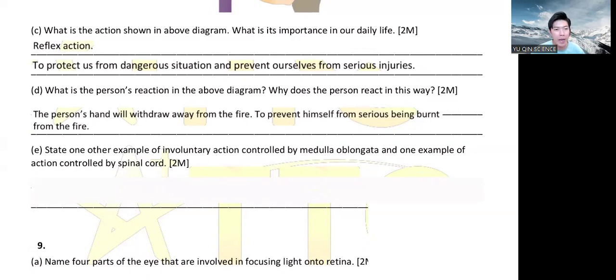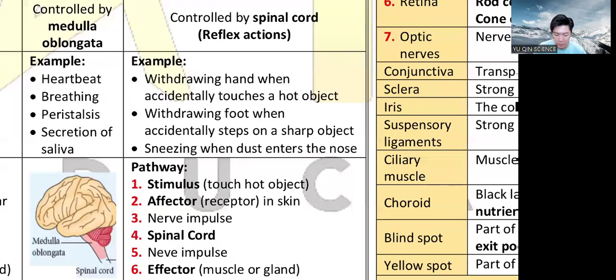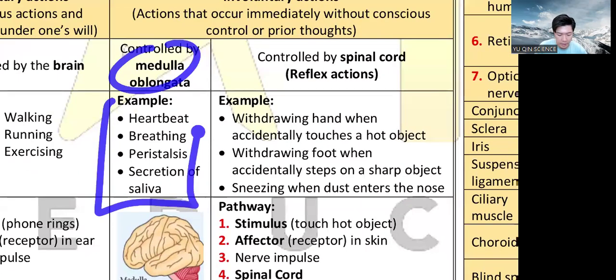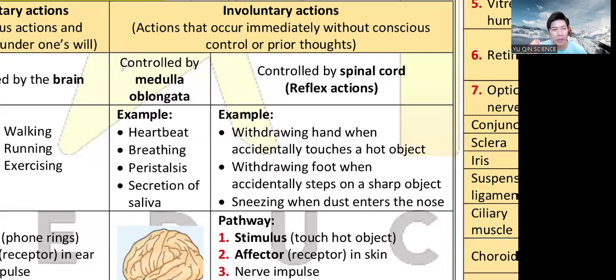Okay, so state one other examples of involuntary action which is controlled by the medulla oblongata, and controlled by the spinal cord. You need to give one for each. So it's from here, medulla oblongata. These are the examples. So you choose one. Write medulla oblongata dot dot, then you choose one. Then next line, write spinal cord dot dot, then you choose one. Maybe not the hot object anymore. So let's go for the rest. Maybe like this one, or maybe like this one. Okay, there you go.